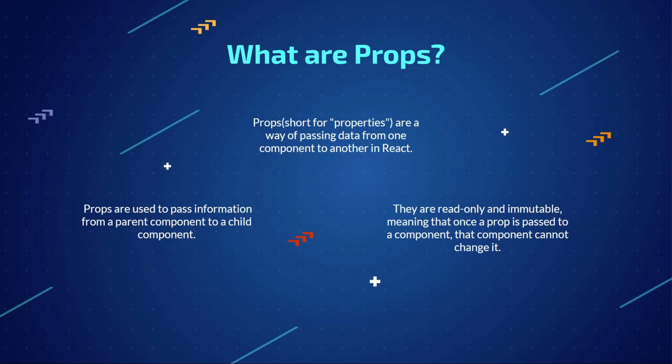So props are short for properties, and they're a way of passing data from one component to another, so from a parent component to a child component. Props are also read-only and immutable. What this means is once a prop is passed to a component, that component cannot change it. And we're going to look at a quick code example just to illustrate how props work.